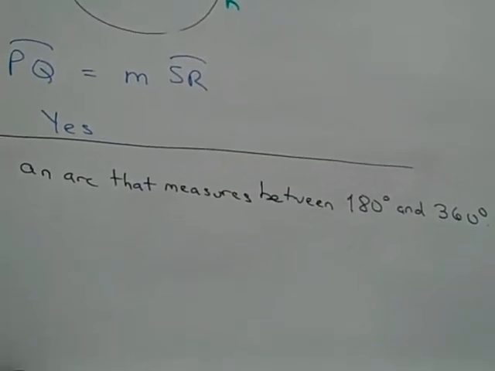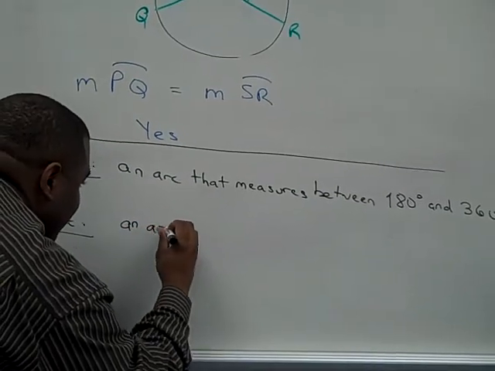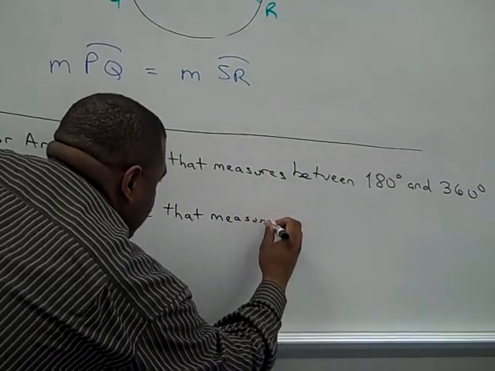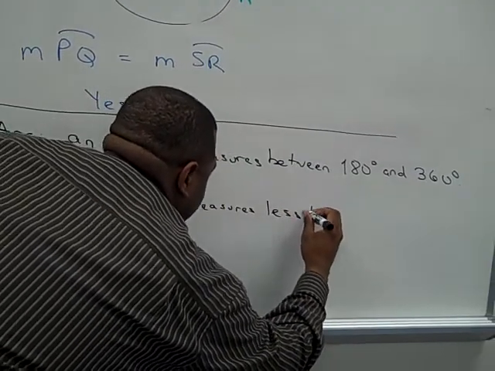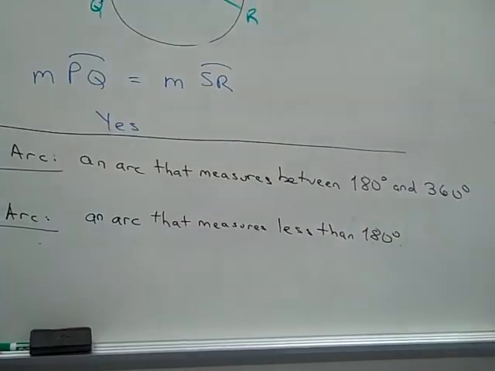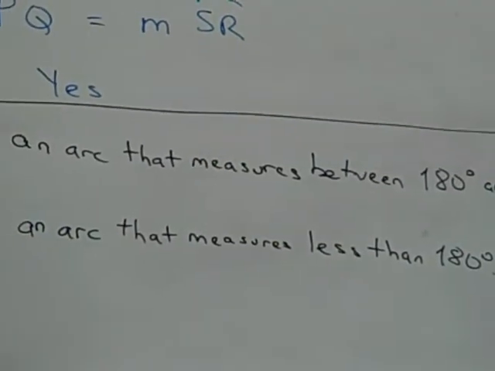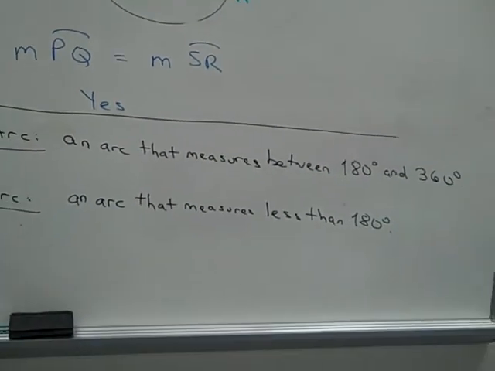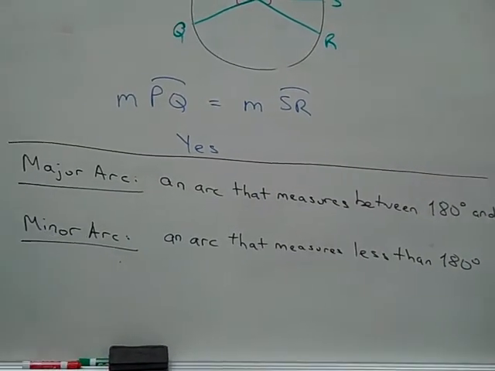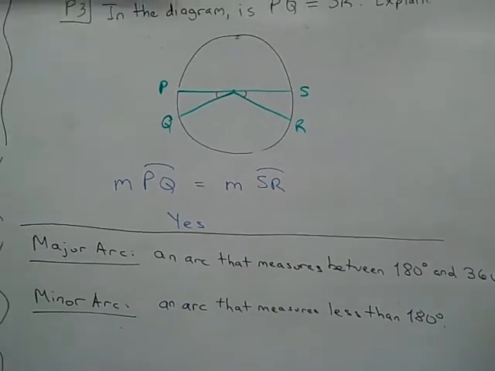That's right. A minor arc has to be an arc, so I'm going to write an arc again, that measures less than 180 degrees, okay? All right? Now, notice, of course, that it did not say equal to 180, okay? So if it's a semicircle, it is not a major arc or a minor arc. It's just called a semicircle, all right?